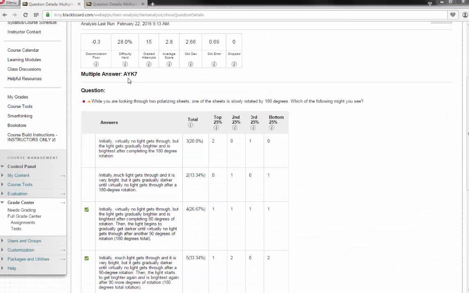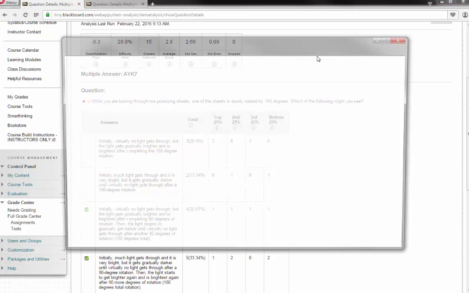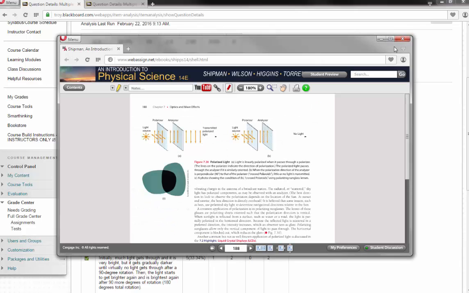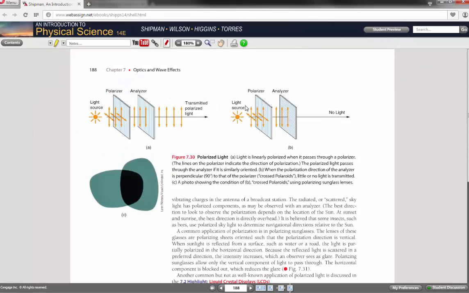So the first of these two is this applying your knowledge question, which says you've got two polarizing sheets. One of the sheets is slowly rotated by 180 degrees. And then it asks, what do you expect to see? So the drawing that we're talking about here would be basically something akin to this diagram from your textbook. Here, of course, is the E version of your textbook.